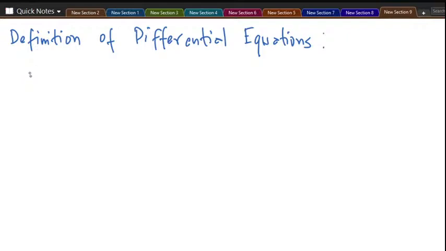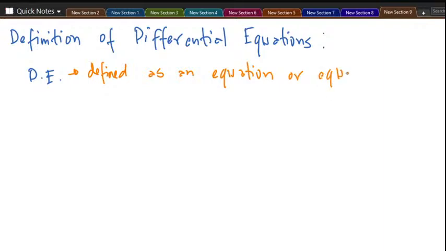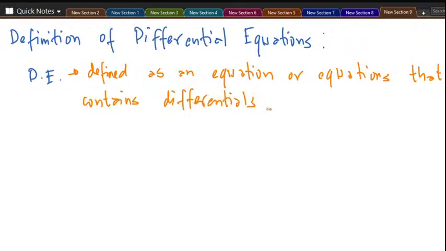Okay, so DE, this is the shortcut for differential equation. It is defined as an equation or equations that contains differentials. Okay, so differential equation or DE is defined as an equation or equations that contains differentials.